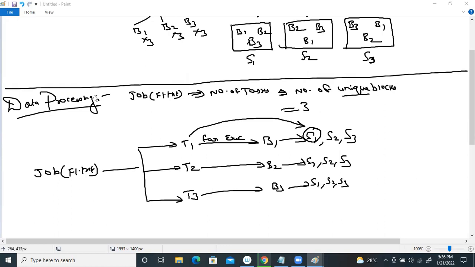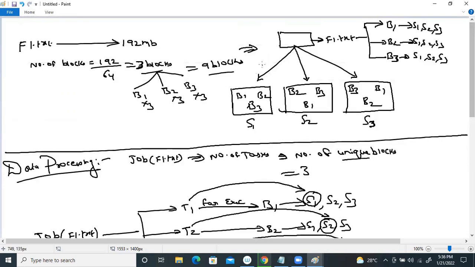Okay. Who should execute this T2 task? Assume the master node has selected slave 2 only for executing the T2 task. For executing the T3 task, assume S3 only is selected. So for the T1 task, S1 is selected; for the T2 task, S2; for the T3 task, S3. T1 is executed by slave 1, T2 by S2, T3 by S3.